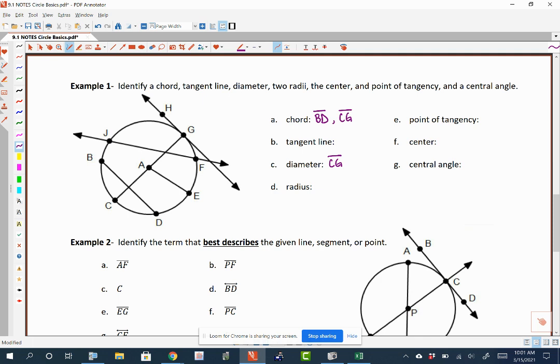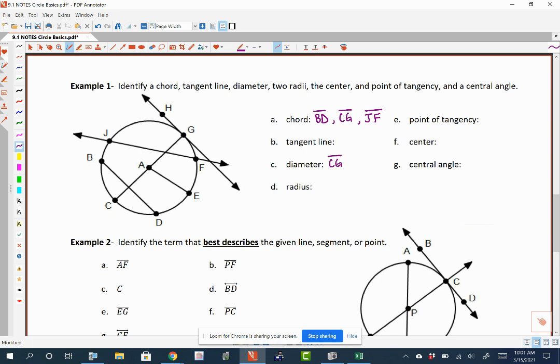This next one sometimes gets missed because there's a line drawn through it. So I'm looking at this line JF, and yes, this is a line, but if I only look from J to F, I can see just a segment. So that is also considered a chord. If I just look at that segment from J to F, that is a chord.